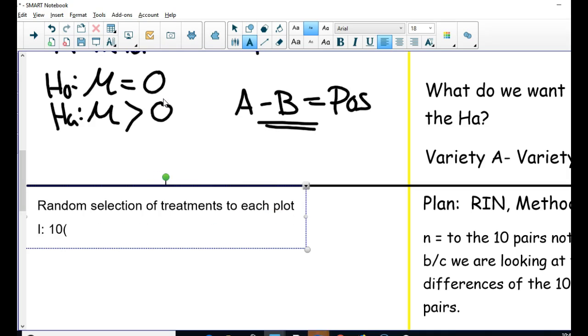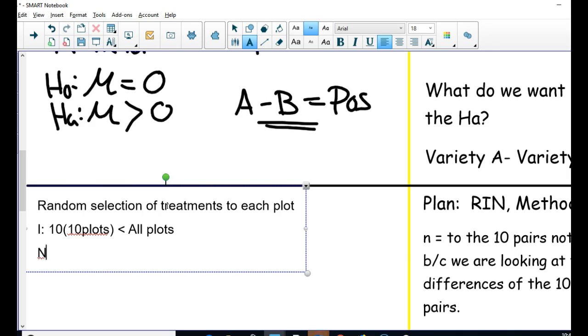Independence: we have 10 pairs, 10 plots, so 10 times 10 plots is less than all plots of land. And it's normal.